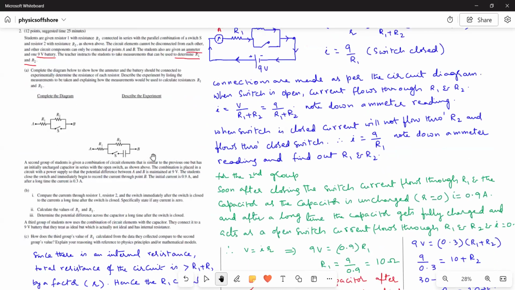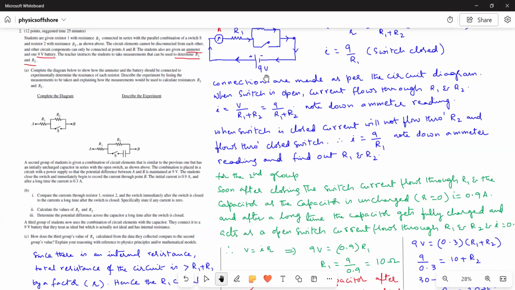The teacher gave another circuit in which, along with the switch, a capacitor is there. That means this is a parallel RC circuit. R2 and the capacitor are parallel to each other, and then the circuit is in series with R1. The capacitor is not charged initially. And then the voltage of the battery is 9 volts only.